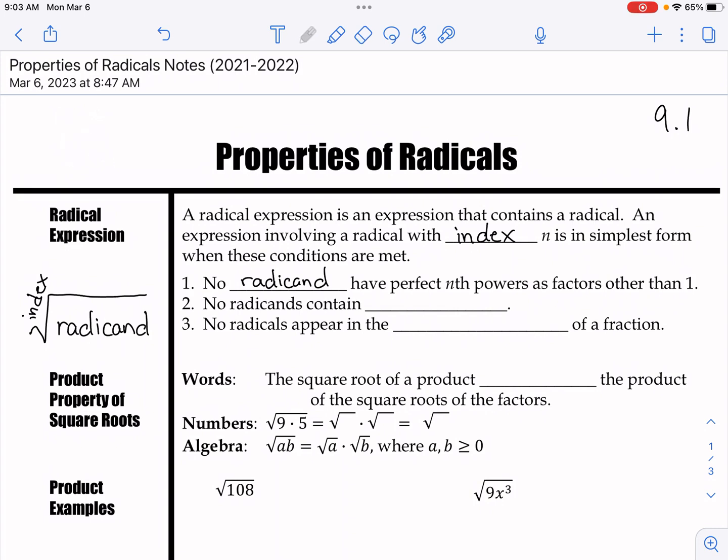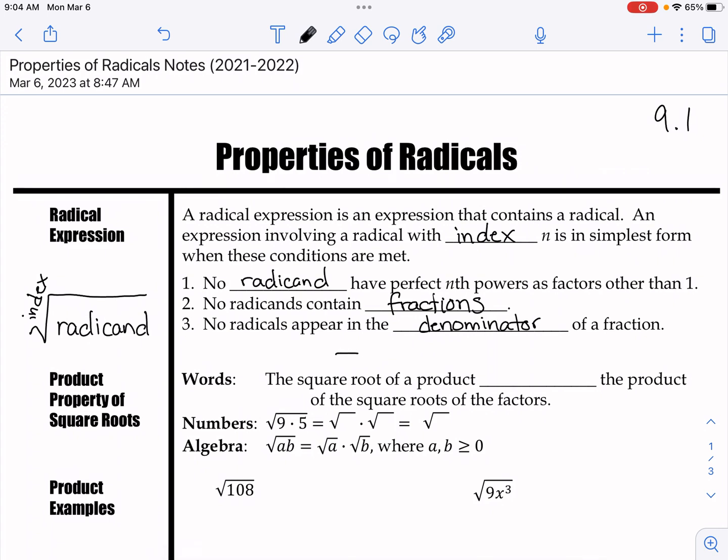Number 2, no radicands contain fractions. There is a way you can simplify fractions that are in a square root or some other type of root, and there is a proper way of writing it in simplest form. We'll talk about that at the end of the notes. And then number 3, no radicals appear in the denominator of a fraction. So no radical can be in the bottom of a fraction.